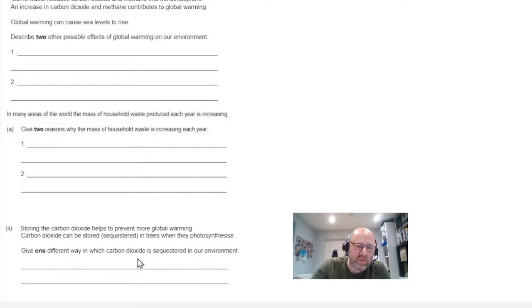Give one different way in which carbon dioxide is sequestered. Look at how they try to mess you up. That's a higher level question because they've tried to mess you up with language. Other than being stored in trees, how else is carbon dioxide stored, guys? They've used the word sequestered. I use a word for those examiners using a word like that.